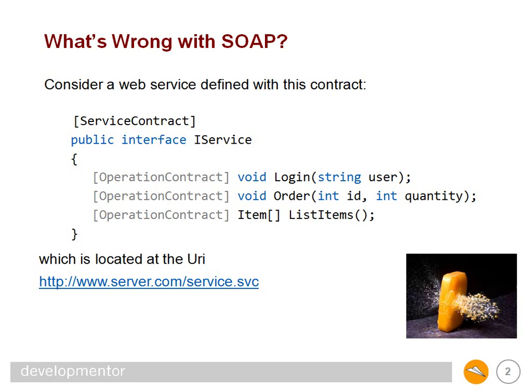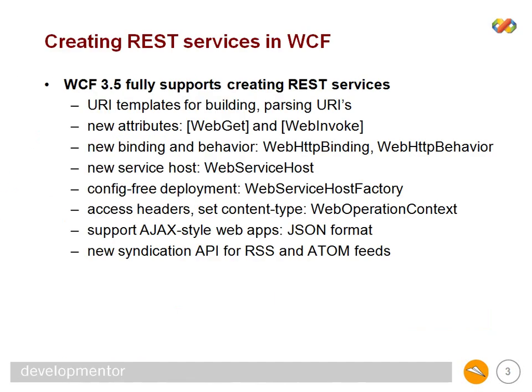So we'll see in REST that we can represent each of these operations as a separate URL, and we can describe them as different types. We could say login and order, these are the types of things that are altering the state of our system, whereas list items is read-only and therefore safe to cache. So how does this look in WCF?